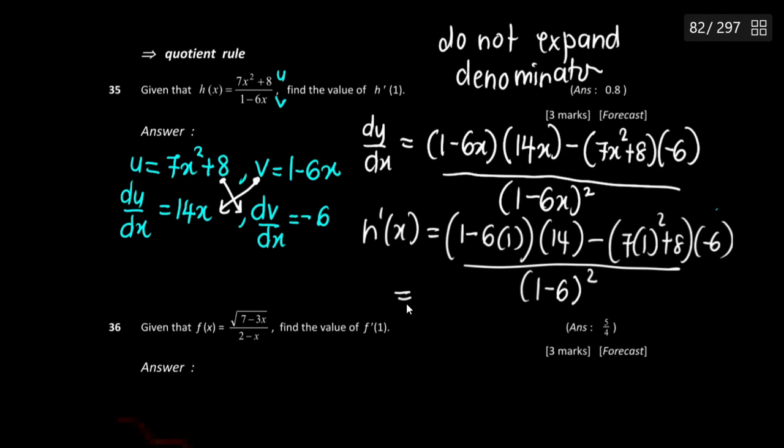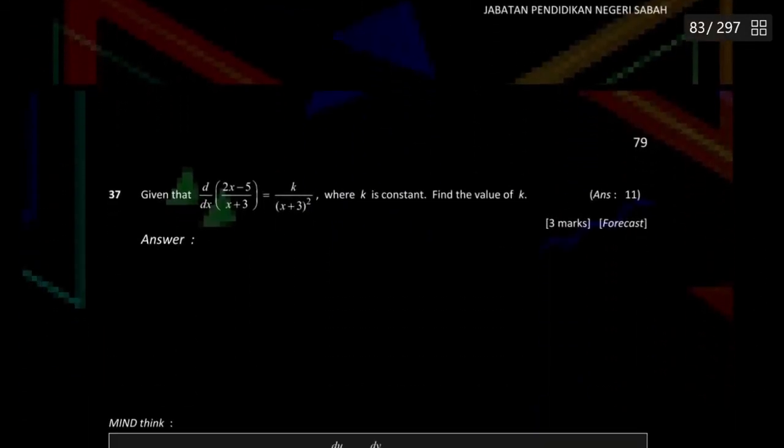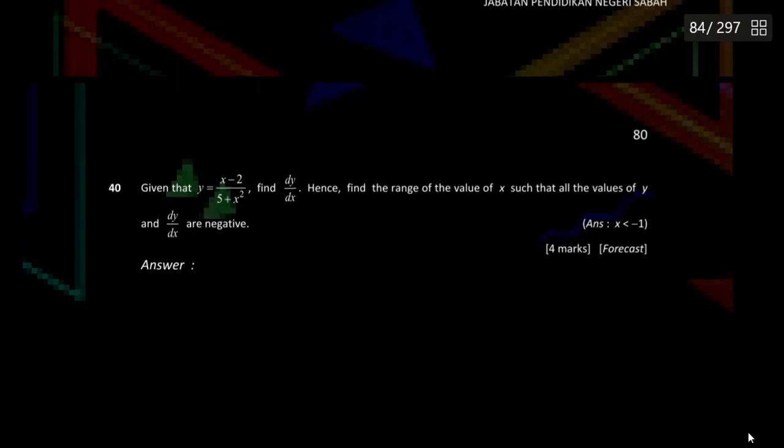Let's see what my answer is. 1 minus 6, negative 5, times 14, minus 15 times negative 6, divided by 25. Teacher got 4 over 5. So 4 over 5 is my value. Be careful when you key in everything one by one. Alright, quotient rule done.